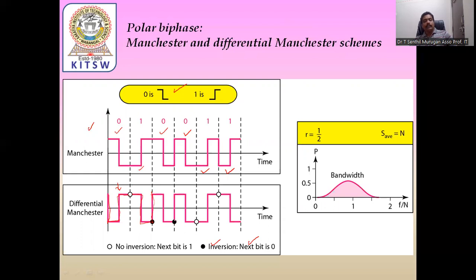Then again the next bit is 0, inversion should be there. It will go in the opposite direction. Then here 1 is there, no transition, so the signal transmission started from here itself. Negative to positive. Then here there is no 0, so there is no inversion. Then again it will start from positive to negative. This is the differential Manchester method. Here also, for a single data element, 2 signals are used, positive voltage and negative voltage. So the r value is 1 by 2.